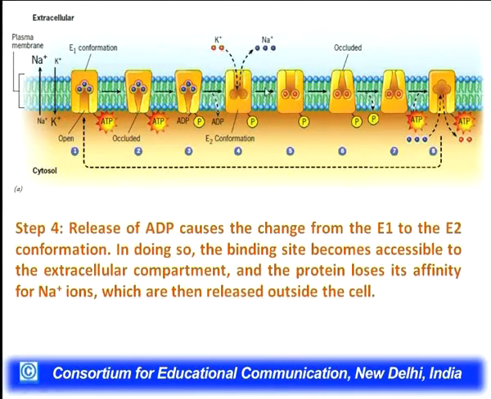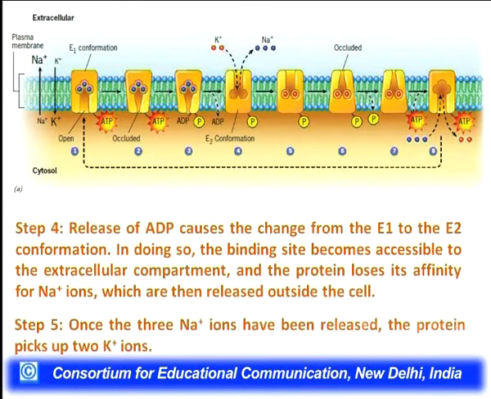So the binding affinity of this molecule changes from sodium to potassium. Now at the potassium ionic binding sites, potassium ions have more affinity. So in this particular conformation, there are 2 binding sites for potassium, and the 2 potassium ions bind to the ionic sites. So that is step 4. Once the 3 sodium ions have been released, the protein picks up the 2 potassium ions.